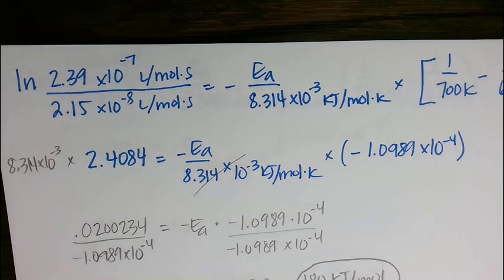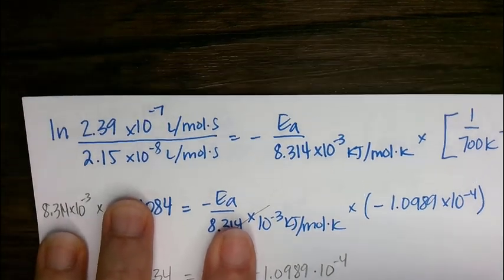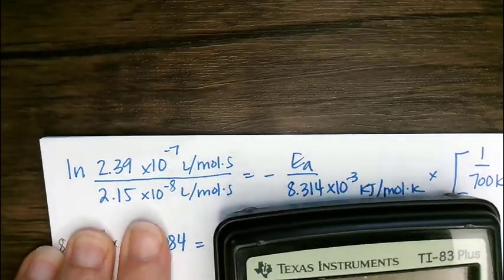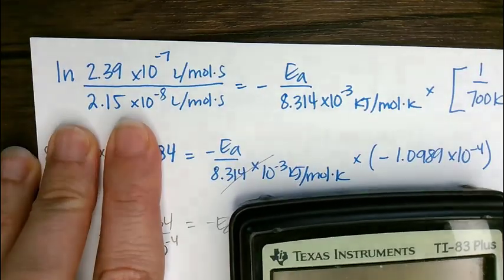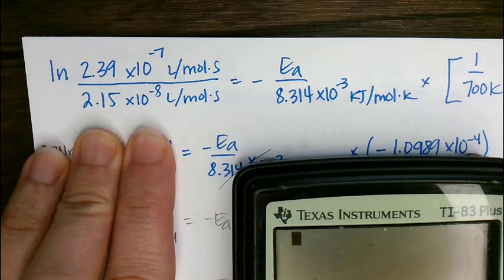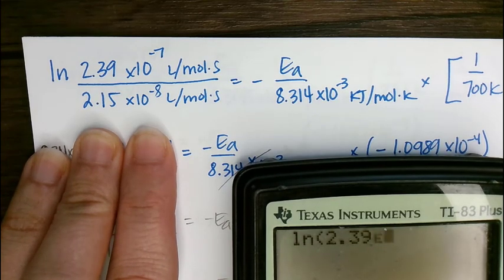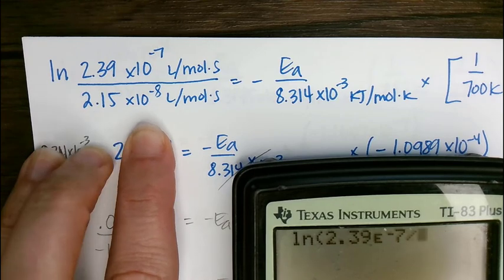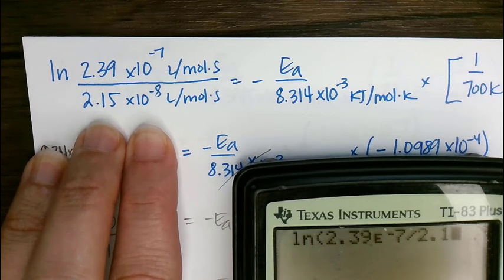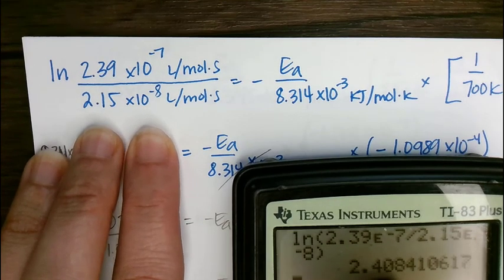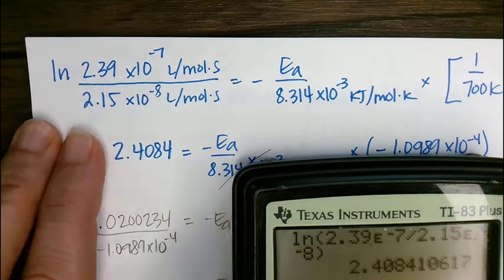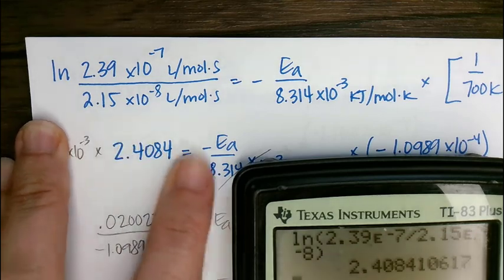Let's work through this algebra together because I know it can be kind of intimidating. I simplified my natural log on the left. I took the natural log of 2.39 times 10 to the negative 7 divided by 2.15 times 10 to the negative 8. Hit that parenthesis, and I got 2.4084. That was my answer on the left.